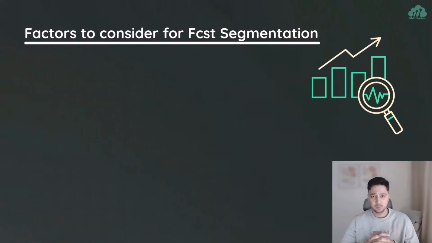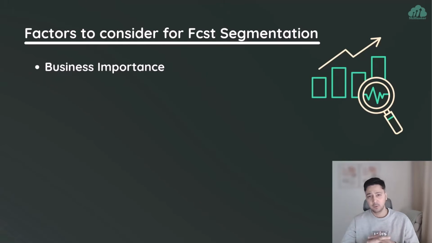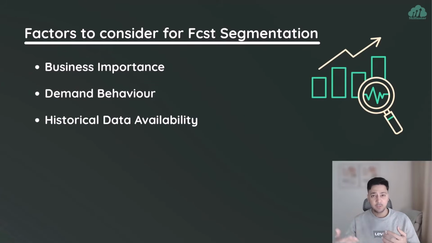There is no single correct way to segment forecasts, but in practice, planners often look at a few common dimensions. For example, business importance, which means looking at the revenue contribution of the product, its volume, or its strategic relevance. Demand behavior: is the demand stable or volatile? Is it seasonal or non-seasonal? Data availability: whether we have a good amount of data available for the product or not. And driver influence: whether the demand is strongly impacted by price, promotions, or other factors. Using these dimensions, SKUs can be grouped into segments that behave similarly.